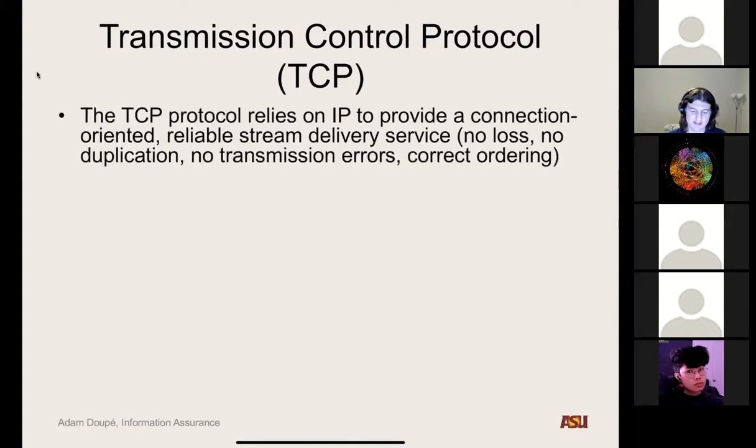So TCP uses IP to provide connection oriented service. This means that, unlike a connectionless service where we just send a packet and get a packet, we can actually send data in a stream and establish connections. And we'll also get a reliable stream delivery service. So we can just send data from one side to the other, and all that data goes across, and we know that it'll get there in order.